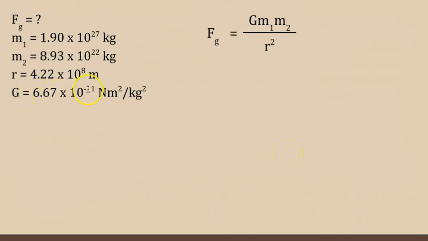So 6.67 times 10 to the negative 11 newtons times meters squared per kilogram squared. That's the value I'm using, and I found that on the front page of my reference guide.